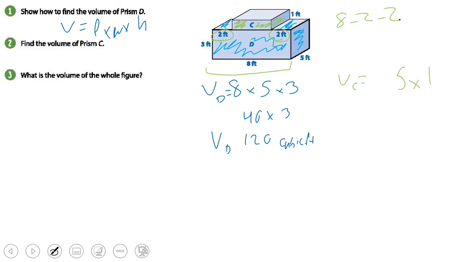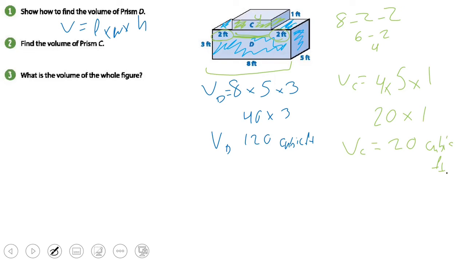Okay? And 8 minus 2 is 6. And 6 minus 2 is 4. So we know the length of this section right here is 4. So we have 4 times 5 times 1, and 4 times 5 is 20, and 20 times 1 is 20 cubic feet.